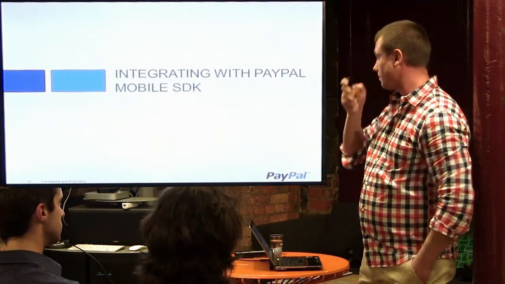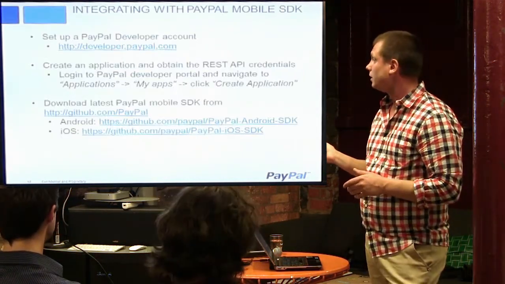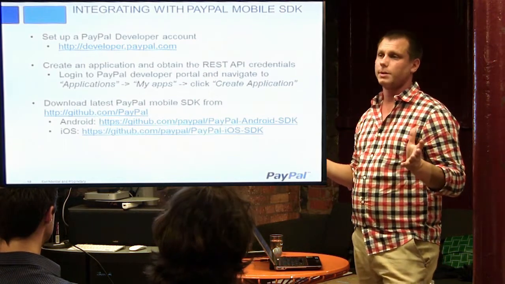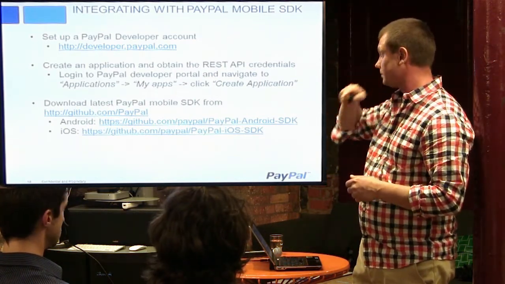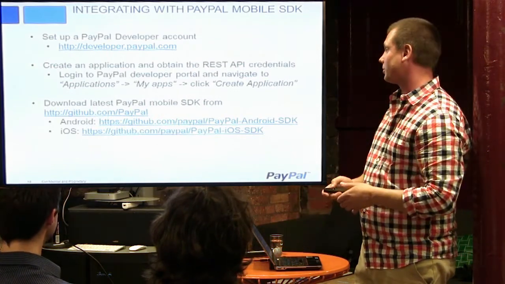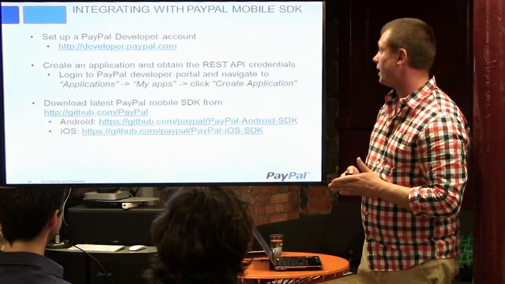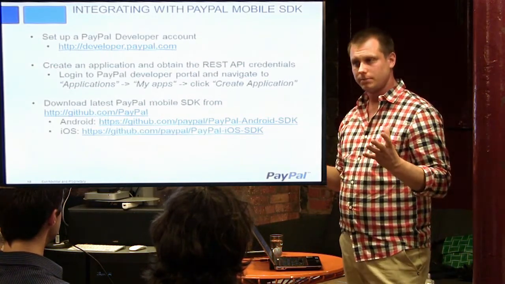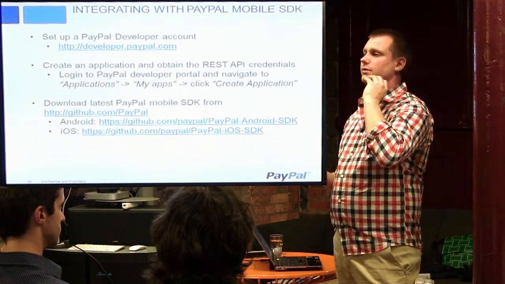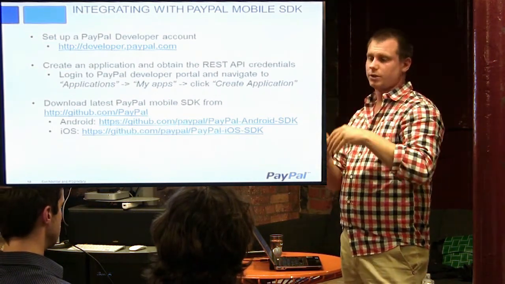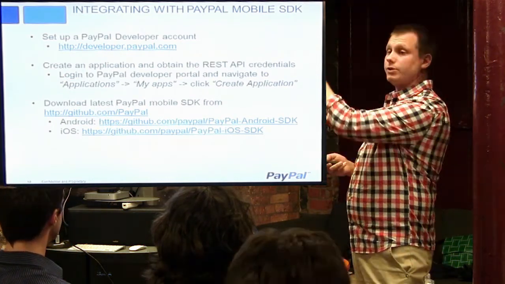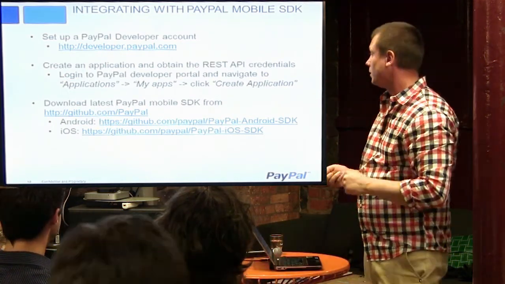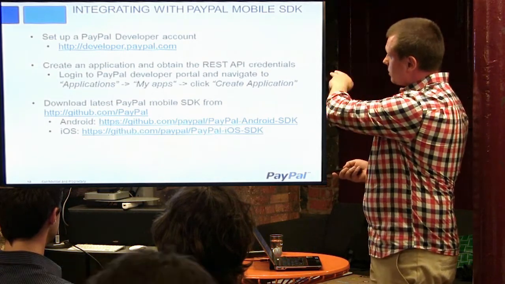Integrating with PayPal Mobile SDK. So what you need to do first is set up a developer account at PayPal. You need to go to developer.paypal.com. You need to create an application inside the system. This application contains credentials with APIs and also an app ID you need to put inside your app. You download the latest mobile SDKs.